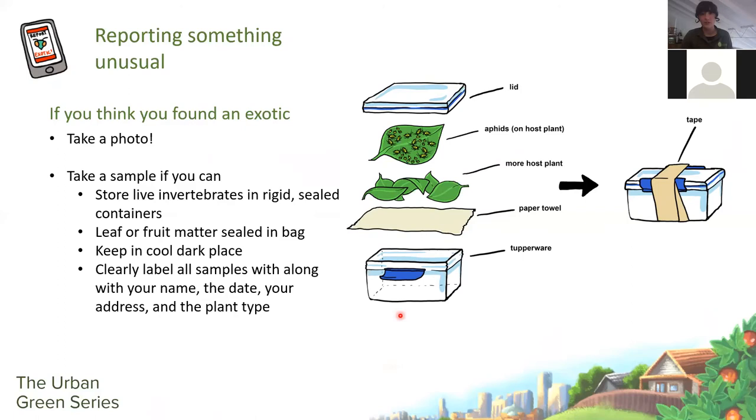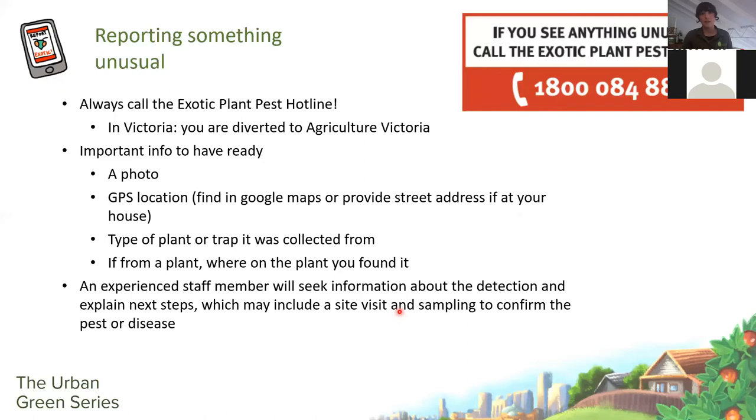And then what you do is you call the exotic plant pest hotline right away. And it's always the same number, no matter where you are. In Victoria, you'll get diverted to Agriculture Victoria. And they're going to be interested in some of that information that you would have already recorded when you took your sample or your photo. They'll want to see the photo. They'll want to know the GPS location. They'll want to know more about what plant you caught it on, what you saw on that plant.